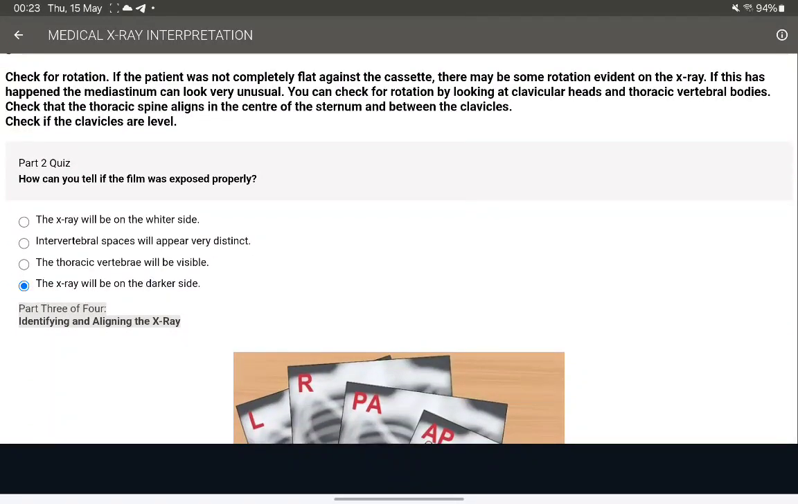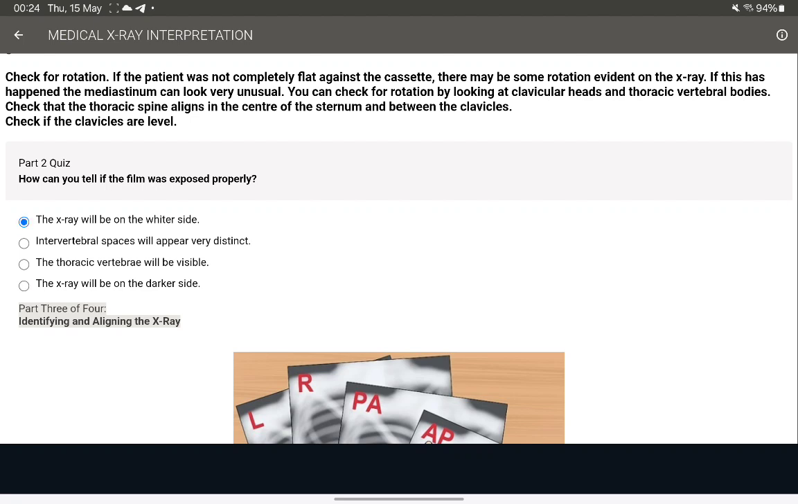Then check for rotation. If the patient wasn't completely flat against the cassette, there may be some rotation evident on the X-ray. If this has happened, the mediastinum can look very unusual. You can check the rotation by looking at the clavicular heads and thoracic vertebral bodies. Check that the thoracic spine aligns in the center of the sternum and between the clavicles. This is regarding rotation.